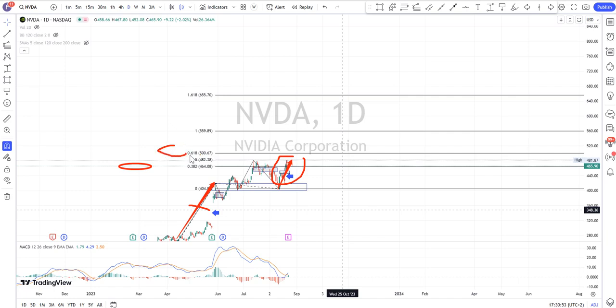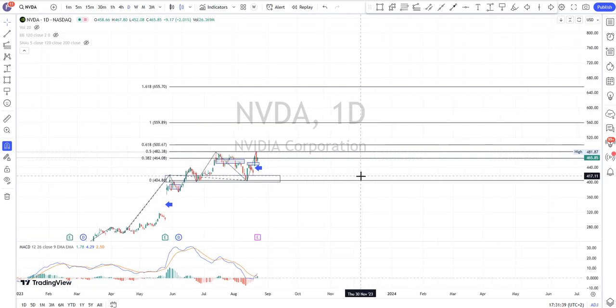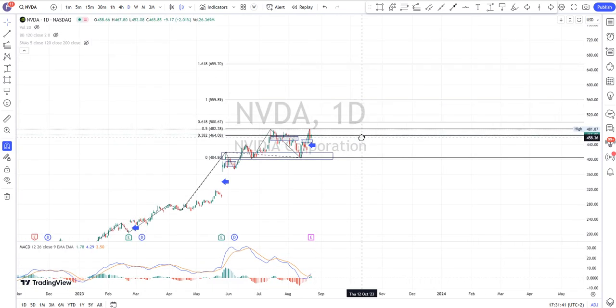Also key points to watch. The last one is 559. So these three points are the key points to watch today after market close. If it goes up, if it goes down, let's see what happens if it goes down.